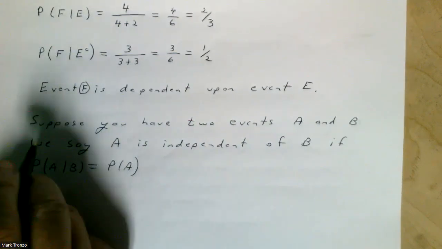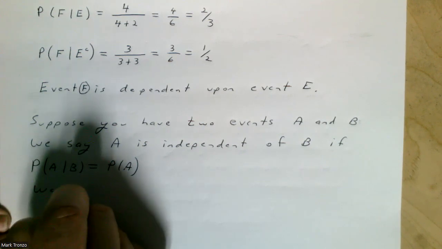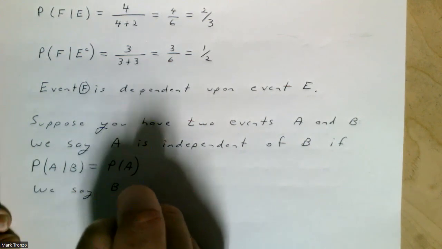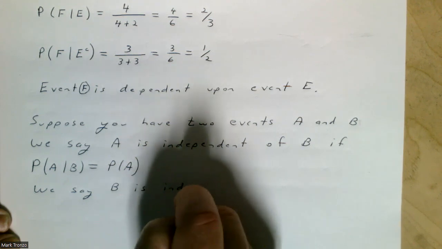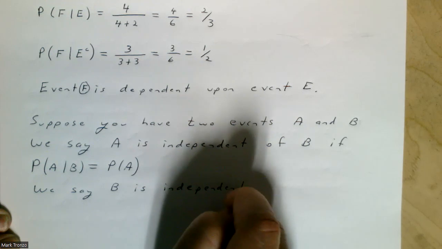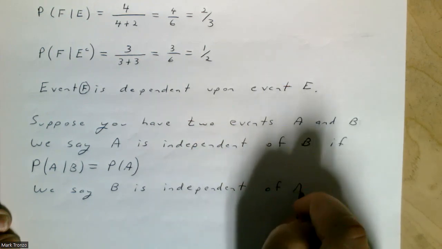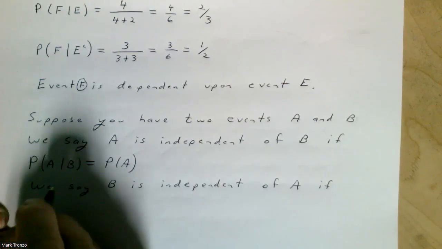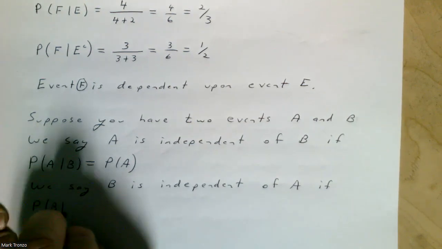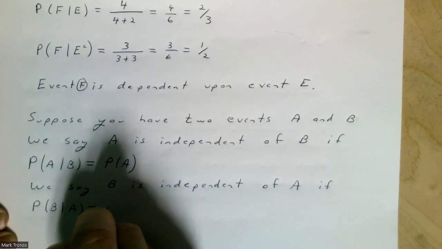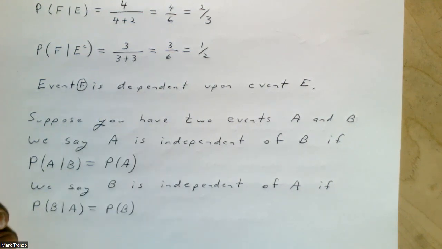Same thing, we say B is independent of A if the probability of B given A is equal to the probability of B, like that. So once again, the probability of B doesn't change even if A has occurred or not occurred.